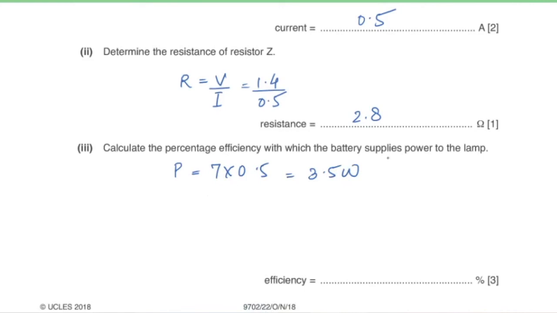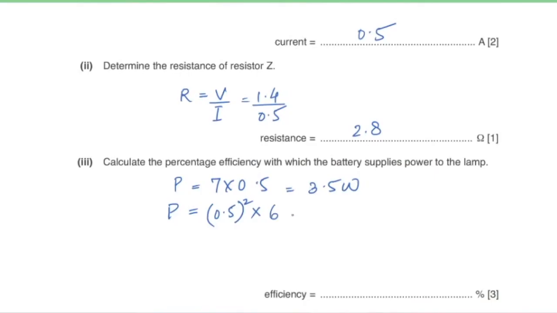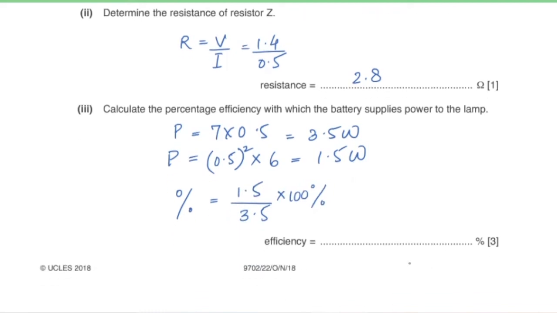Now it asks you to find the percentage efficiency with which the battery supplies power to the lamp. So the power of the lamp is going to be I square R, where I is the current across that lamp multiplied by the resistance of that lamp, which is 6 ohms. That leaves me with power 1.5 watts. The percentage efficiency is equal to the useful energy or power output divided by total power input, into 100%. So the efficiency with which the battery supplies power to the lamp is just 43%.